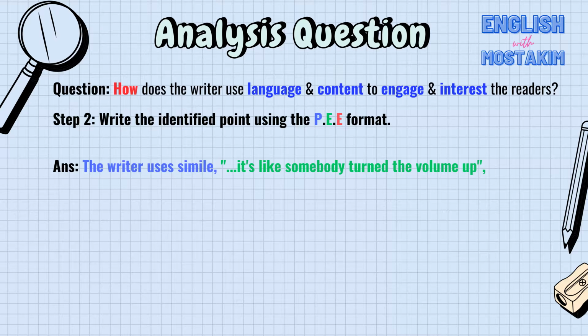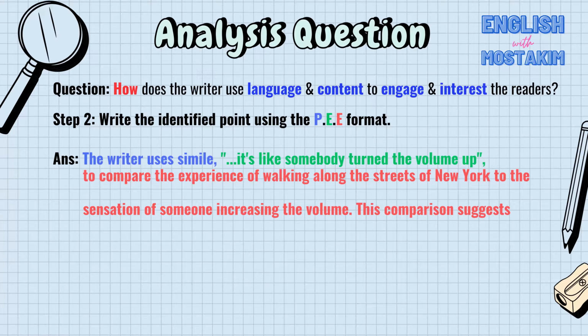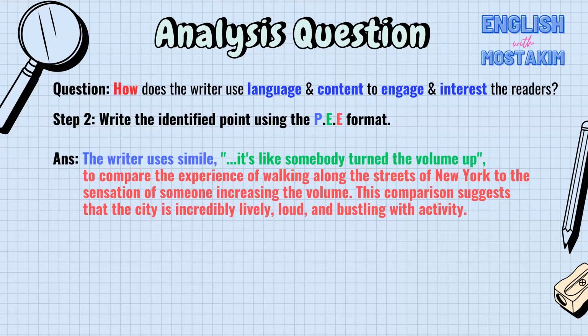We will write down the explanation for how this line or point interests or engages the readers in the way he or she presents his impressions of New York City. Here, firstly, we can explain what the sentence truly meant. So we can write that the writer here is trying to compare the experience of walking along the streets of New York to the sensation of someone increasing the volume. This comparison suggests that the city is incredibly lively, loud, and bustling with activity.